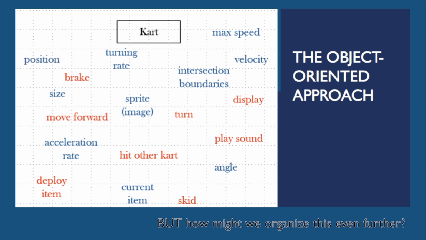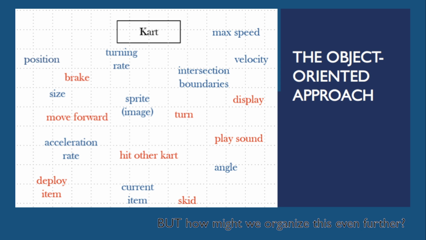Now, the kart consists of all sorts of things that are going to be properties and methods of the kart, right? So the kart has a position, it has a turning rate, it has a maximum speed, velocity, it has intersection boundaries, it has a sprite, it has images, maybe it actually consists of a 3D object, it has some kind of mesh, and so on. It has acceleration rates, the current item that the driver is holding, the angle, its rotation, and so on. And it also has the ability to do things. It can brake, right? It can slow down, it can move forward, it can turn, it can display its mesh. It can play certain sounds, it can hit other karts, deploy items and skid and so on.